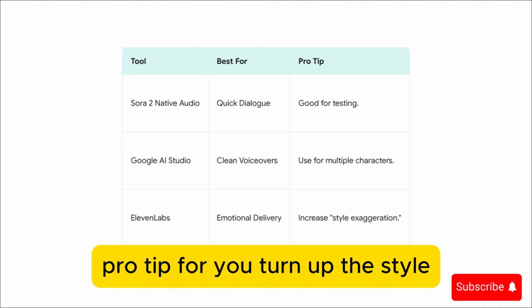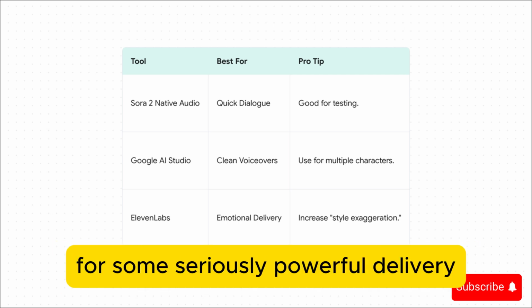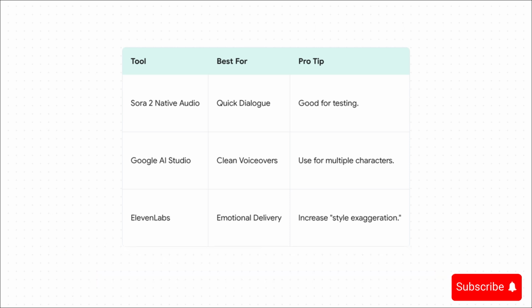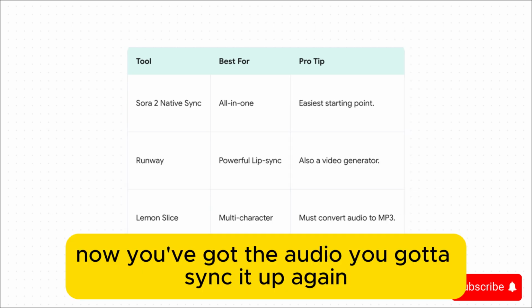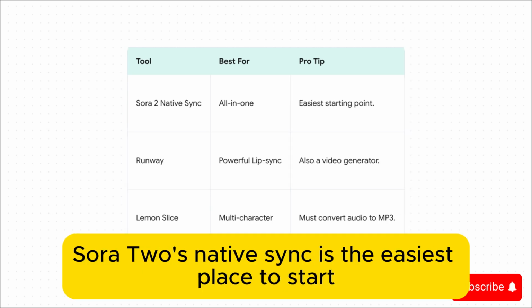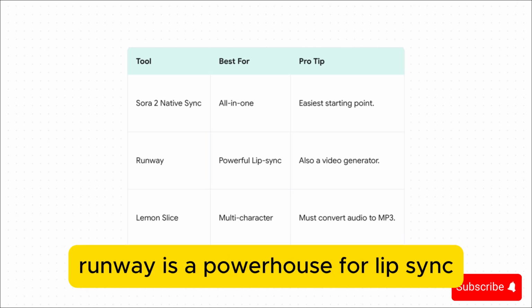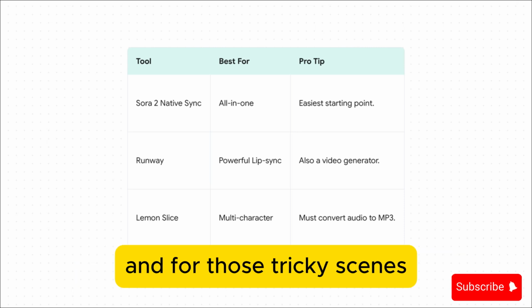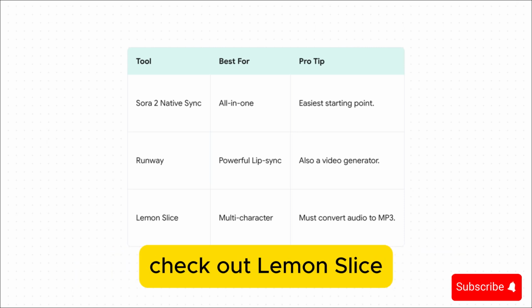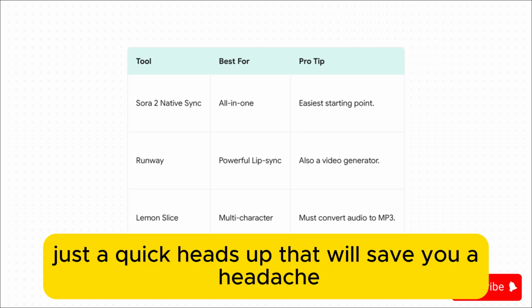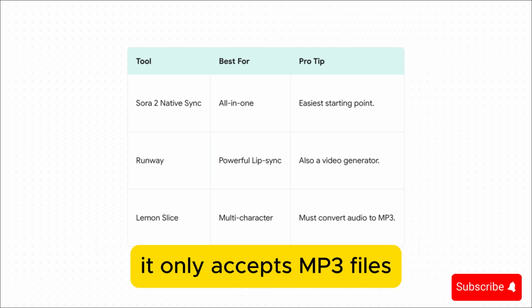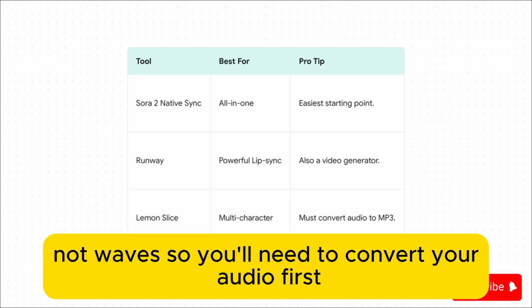Pro tip for you: turn up the style exaggeration setting for some seriously powerful delivery. Now you've got the audio. You gotta sync it up. Again, Sora 2's native sync is the easiest place to start. But if you want more control, other tools are your friend. Runway is a powerhouse for lip sync. And for those tricky scenes with multiple people talking, check out Lemon Slice. Just a quick heads up that will save you a headache: it only accepts MP3 files, not waves, so you'll need to convert your audio first.